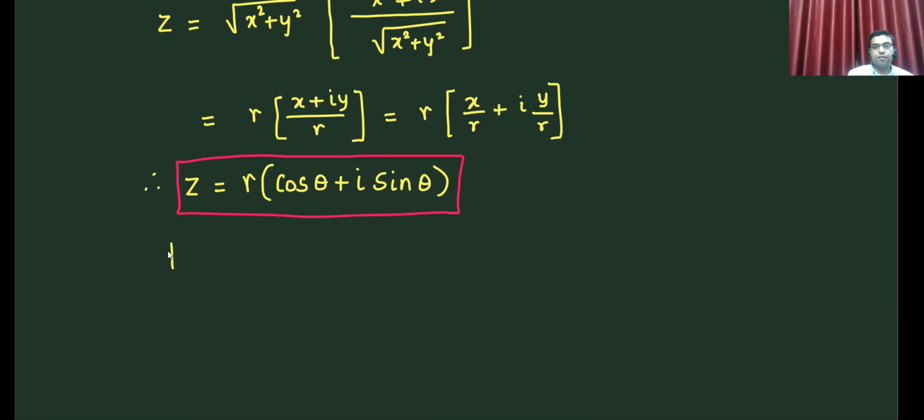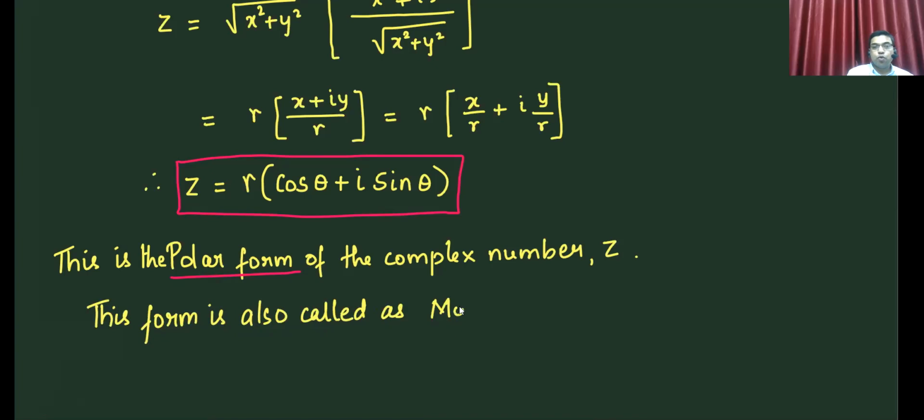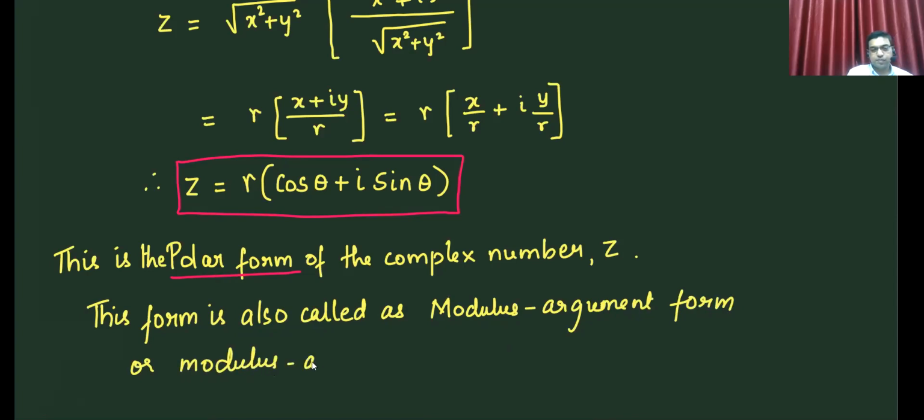This is the polar form of the complex number. This is also called modulus argument form or modulus amplitude form, mod amp form or mod arg form.